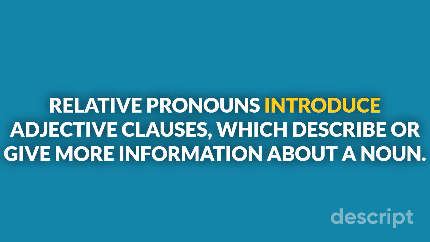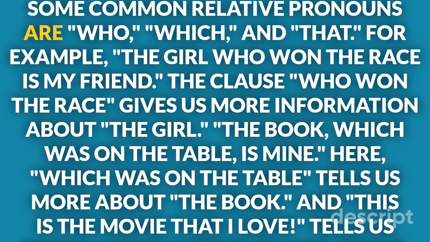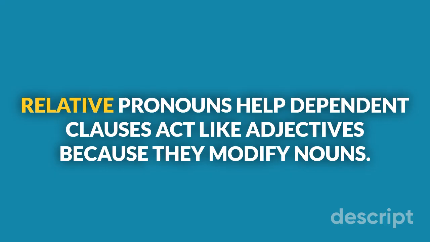Relative pronouns introduce adjective clauses, which describe or give more information about a noun. Some common relative pronouns are who, which, and that. For example, the girl who won the race is my friend. The clause who won the race gives us more information about the girl. The book, which was on the table, is mine. Here, which was on the table tells us more about the book. And this is the movie that I love tells us which movie is being talked about. Relative pronouns help dependent clauses act like adjectives because they modify nouns.